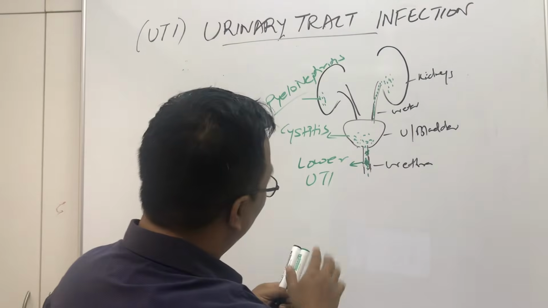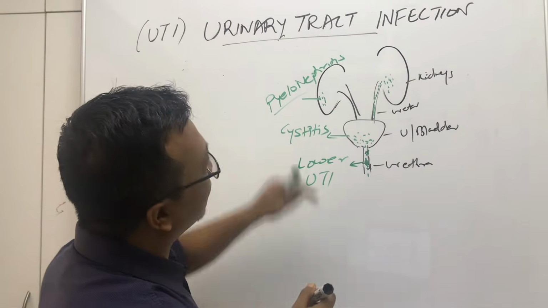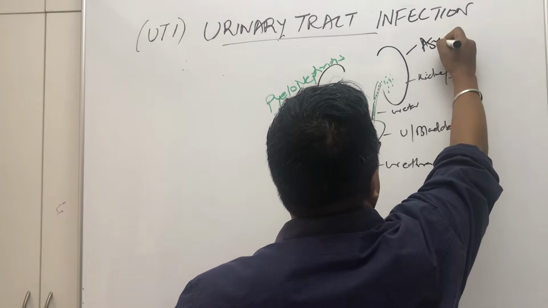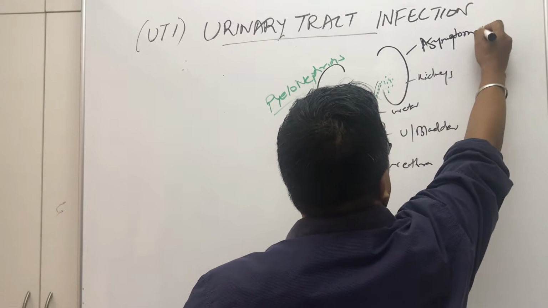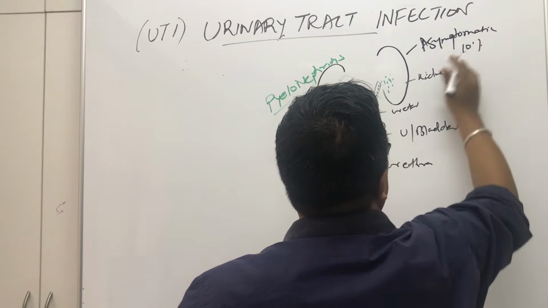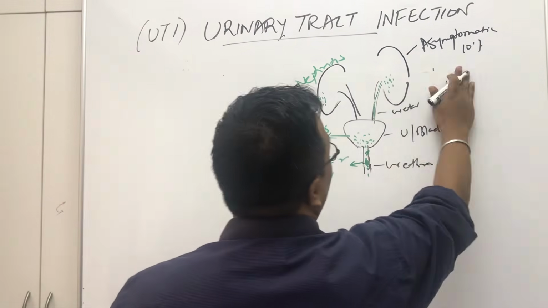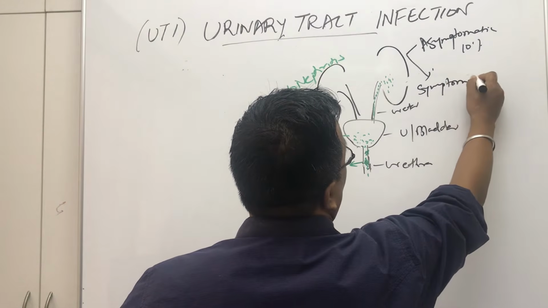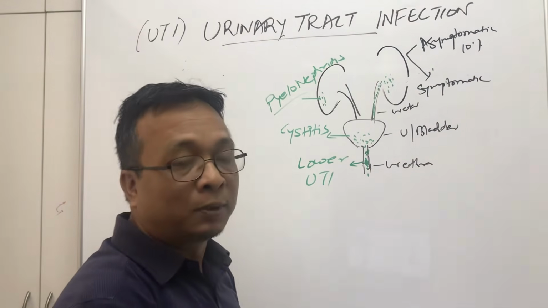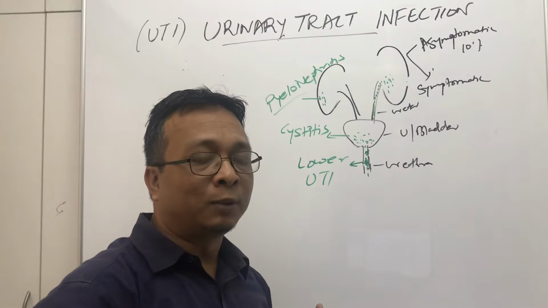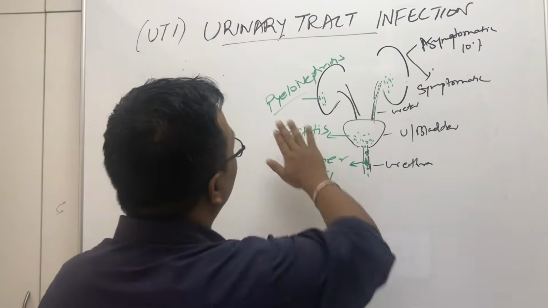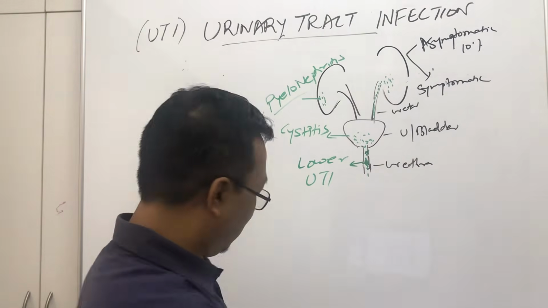What else you have to remember is that urinary tract infections may be asymptomatic. Not most of the time: 10% of cases are asymptomatic, and 90% of cases are symptomatic. Asymptomatic means they are not producing any signs or symptoms, which we call asymptomatic bacteriuria.